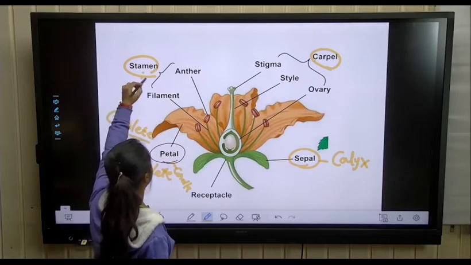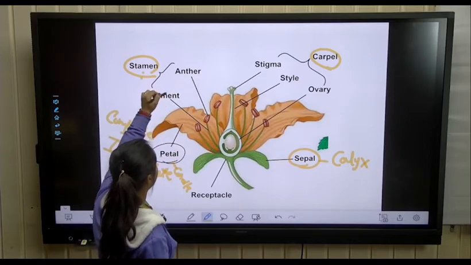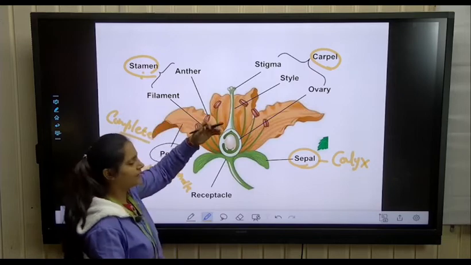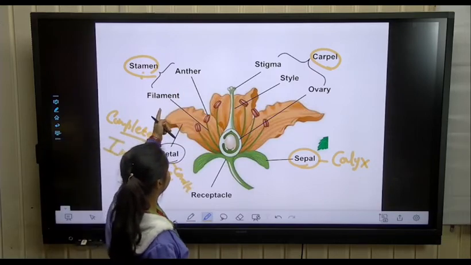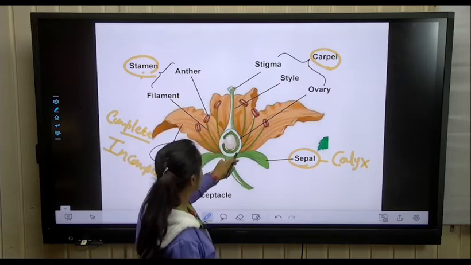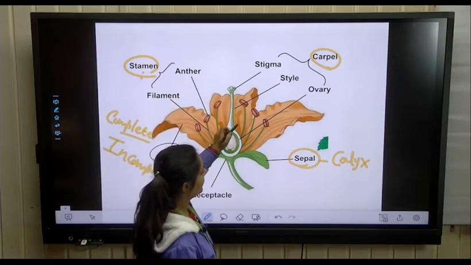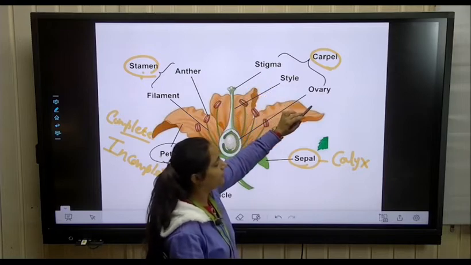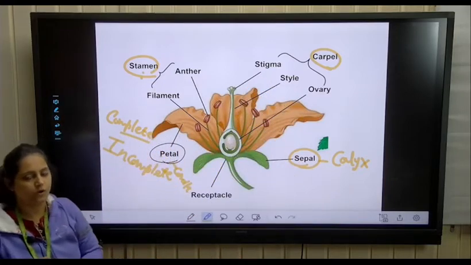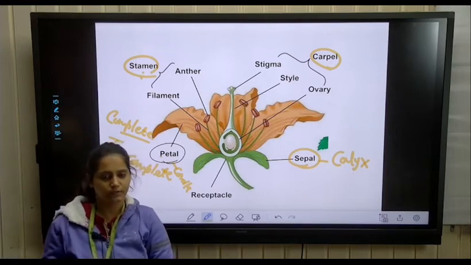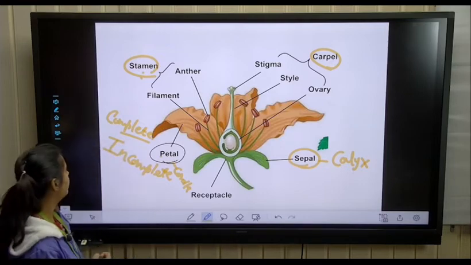Then third is male, that is known as stamen. We will discuss the structure of the male separately, and it is divided into anther and filament. And this one in the central part is female, that is divided into stigma, style and ovary. So during the process of fertilization, these two organs are used, that is male and female.